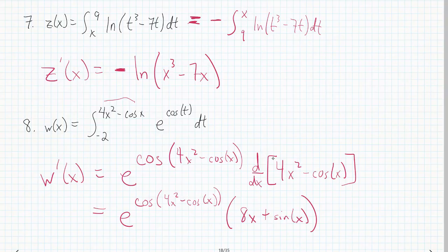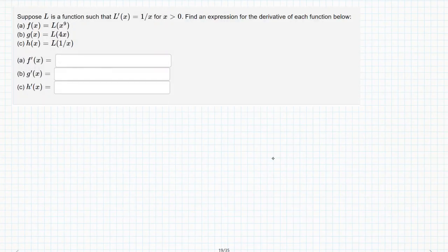When the bound is not just x, you just got to use the chain rule. That's it. The rest is the same. You're just plugging in for the variable inside the integral. Okay, all there is to it on those. All right. So now we've seen a lot of derivatives. Let's start to get to some funkier ones.